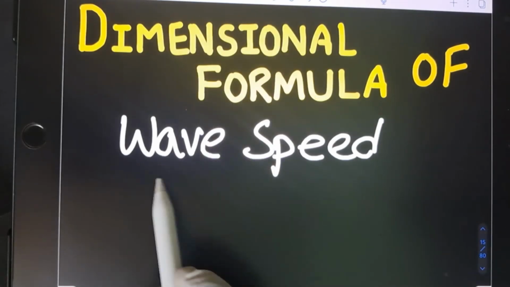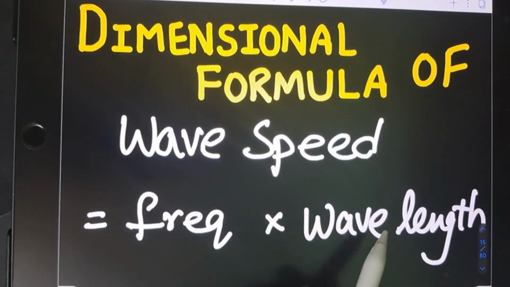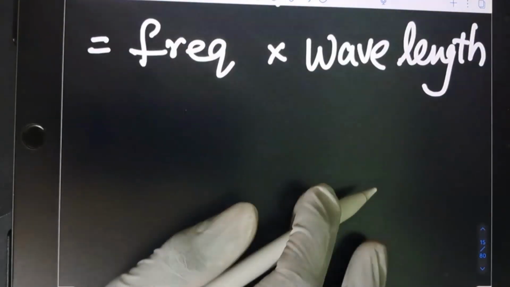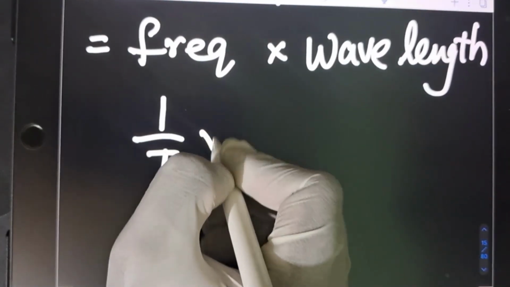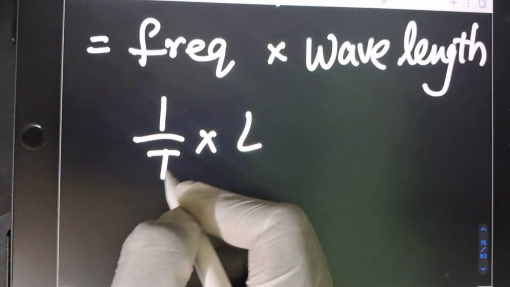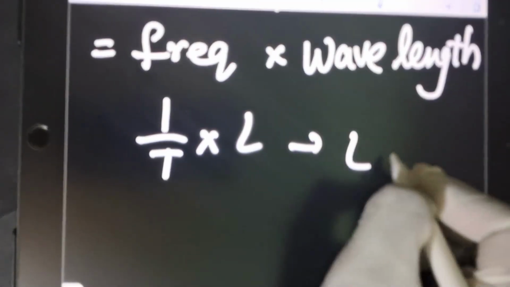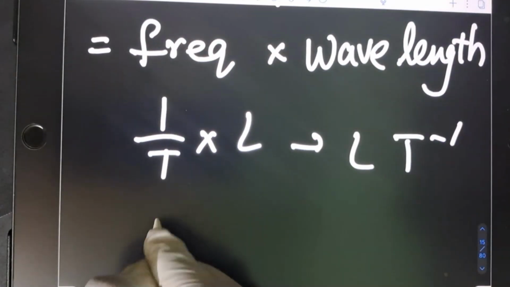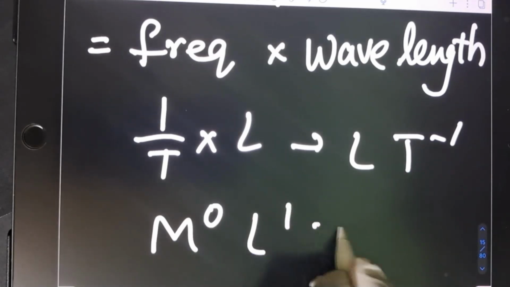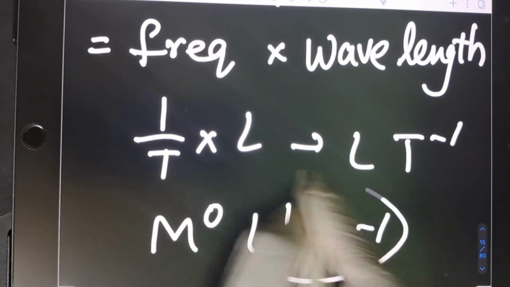To find the dimensional formula of wave speed, the formula is frequency into wavelength. Frequency means 1 by time period, 1 by T, into wavelength L. So on inversion of time T, we get L T power minus 1. L power 1 T power minus 1. M power 0 L power 1 T power minus 1 is the wave speed.